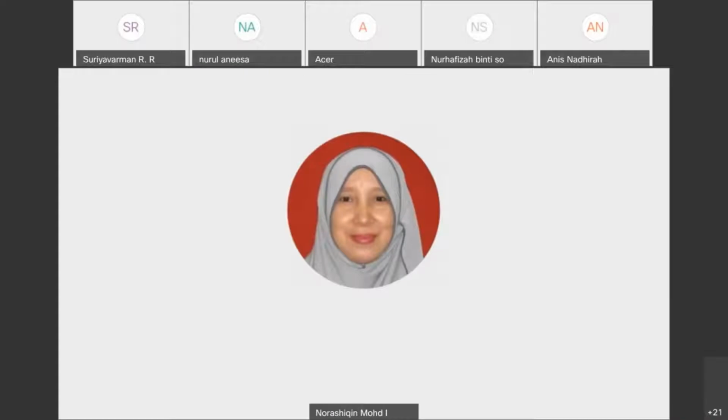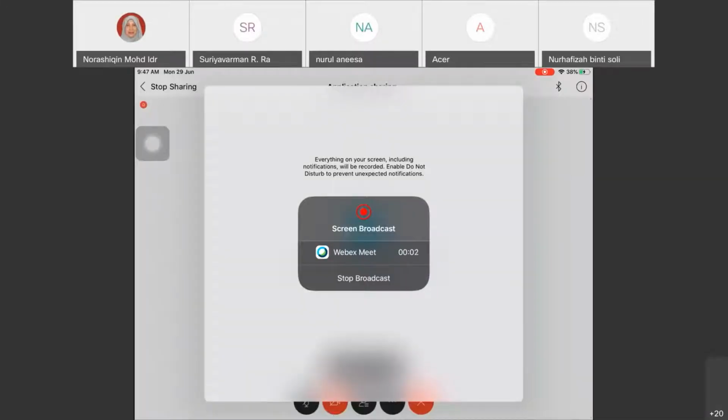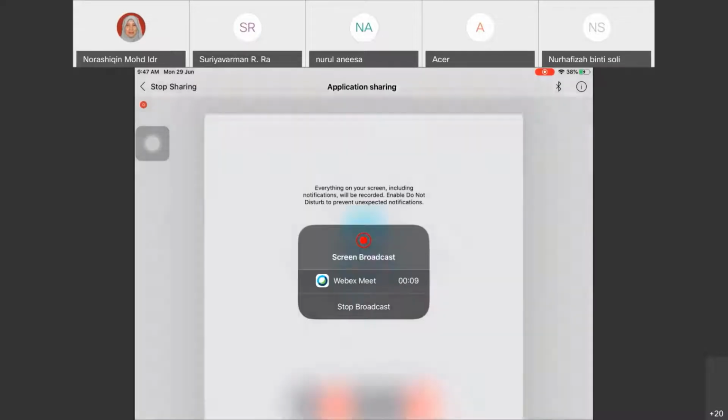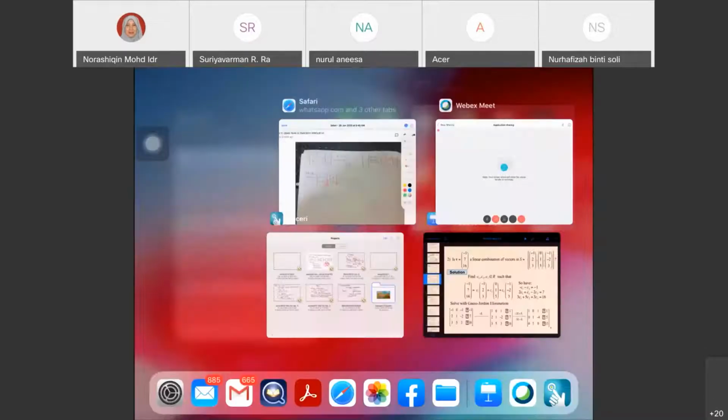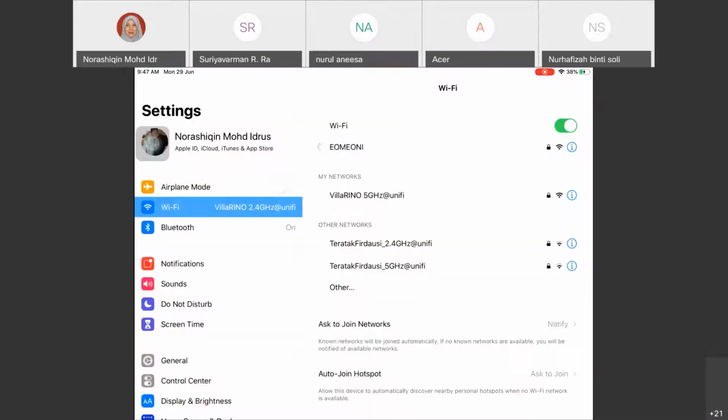Mengapa ni? Internet tak ada ke? Sat. Saya pakai data saya. Nampak Suria? Yes, doktor. Dapat.